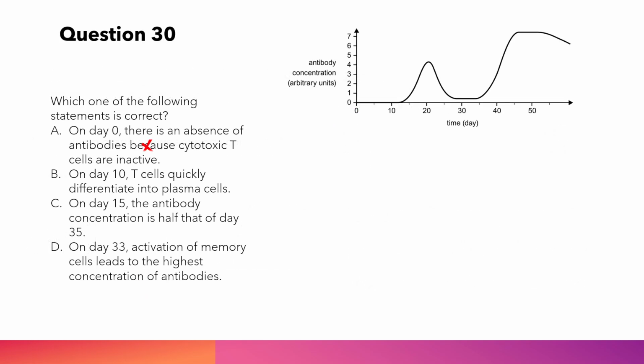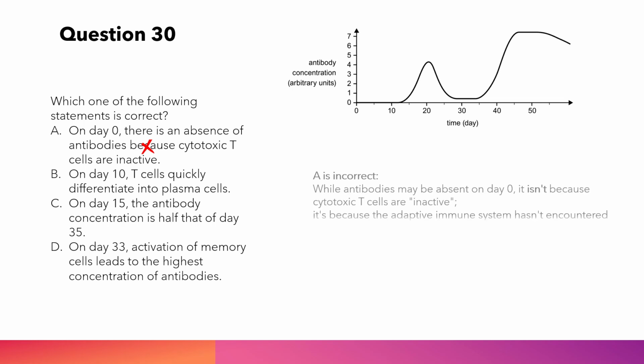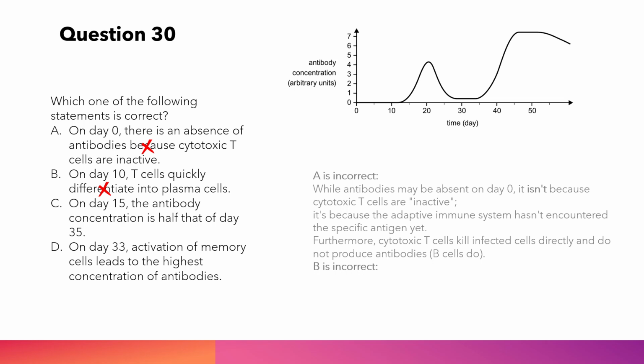A is incorrect. While antibodies may be absent on day 0, it isn't because cytotoxic T cells are inactive, it's because the adaptive immune system hasn't encountered the specific antigen yet. Furthermore, cytotoxic T cells kill infected cells directly and do not produce antibodies, B cells do. B is incorrect. T cells do not differentiate into plasma cells. B cells are the cells that differentiate into plasma cells to secrete antibodies.